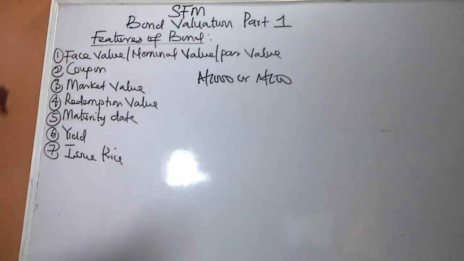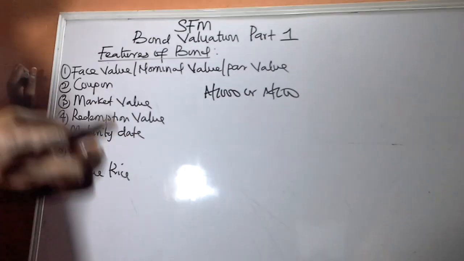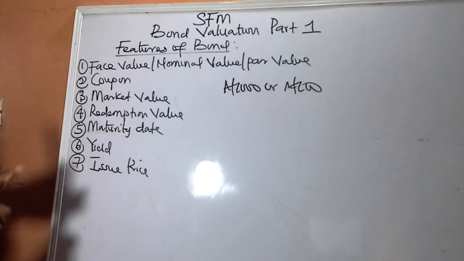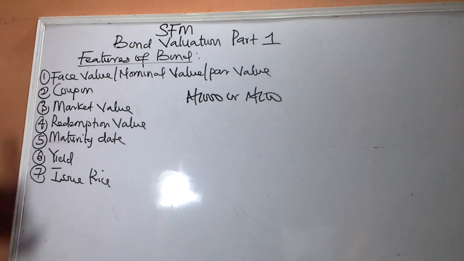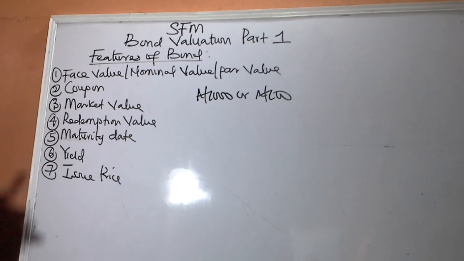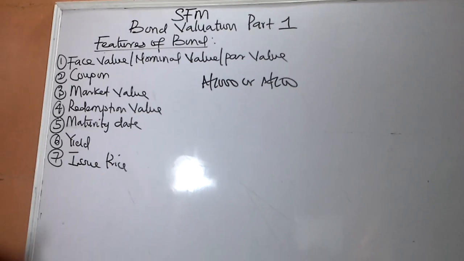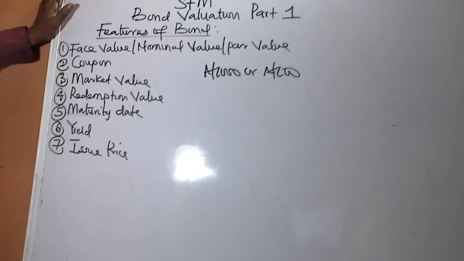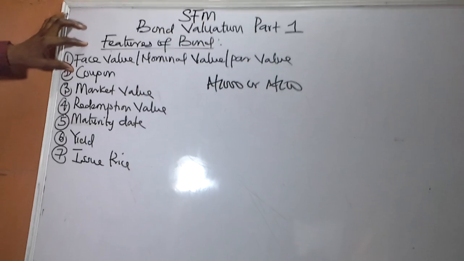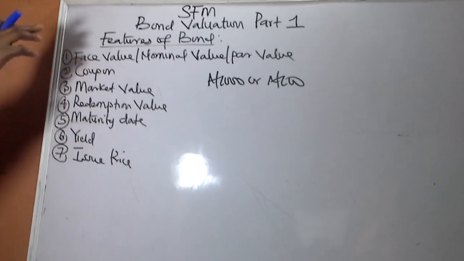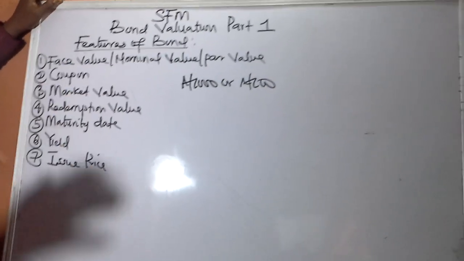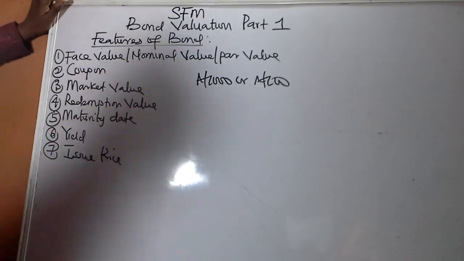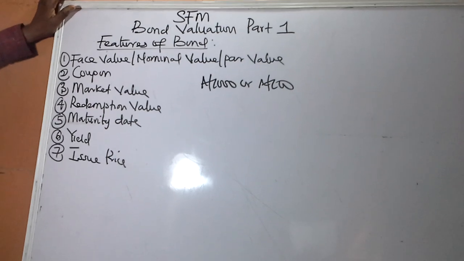Just like your shares, your share has three prices too: the face value, the premium, and the discount. So just like that too, the face value is the original price of the bond, and it is on the face value that you pay coupon. So what is coupon? Coupon is the annual cash interest that the bond holder receives.